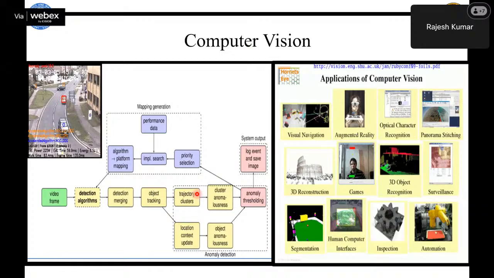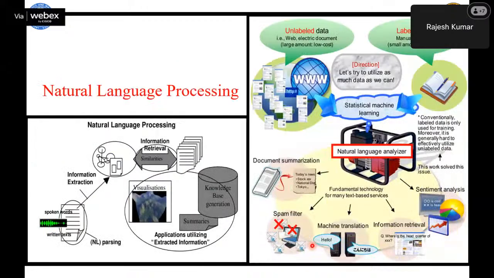Computer vision applications, we can see a lot, and in most computer applications you'll find AI. A few of them are surveillance, 3D object recognition, games, reconstruction, navigation, robotics, inspection, human computer interface, segmentation, and many more. Natural language processing, you'll find a lot, and now these things are around you. You can convert text to voice, voice to text, text to image, voice to image, image to text, and all kinds of combinations.